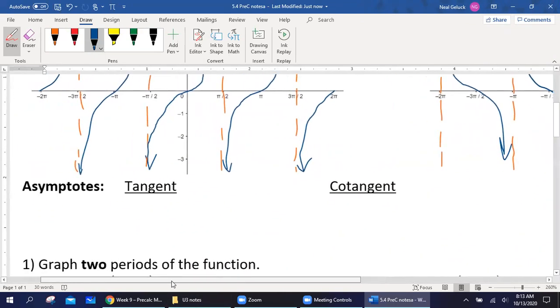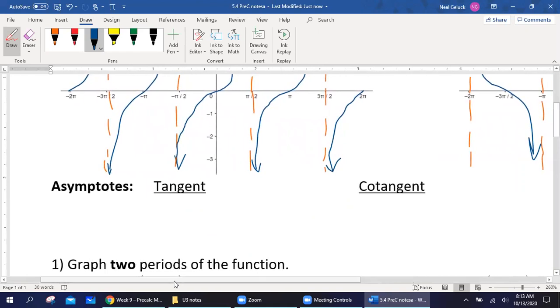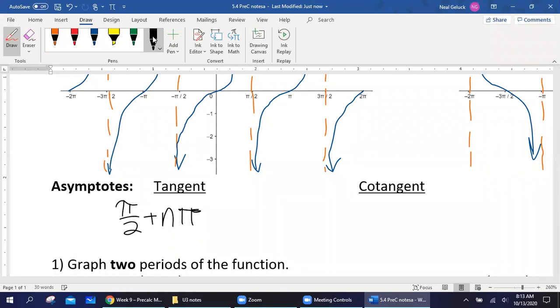So again, tangent and cotangent have asymptotes. Tangent, the way we mathematically write its asymptotes, they are at pi over 2 plus n pi. That n is an integer, so plus 1 pi, plus 2 pi, plus 3 pi, etc. Cotangent is at pi's plus n pi's. So pi, 2 pi, 3 pi, 4 pi, etc.